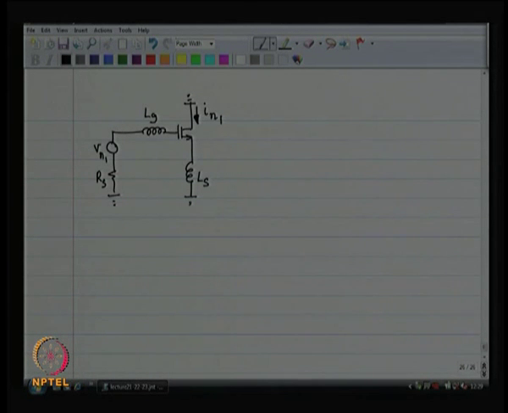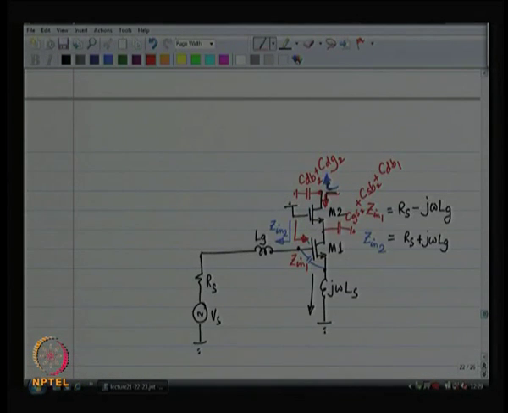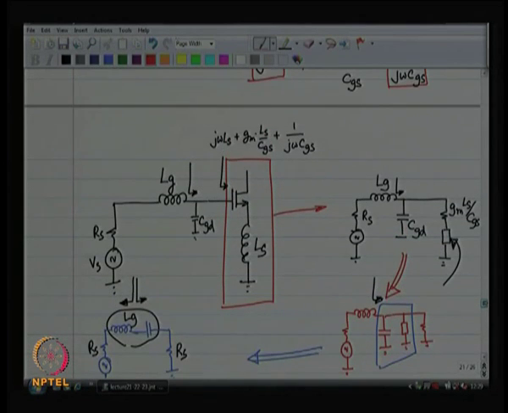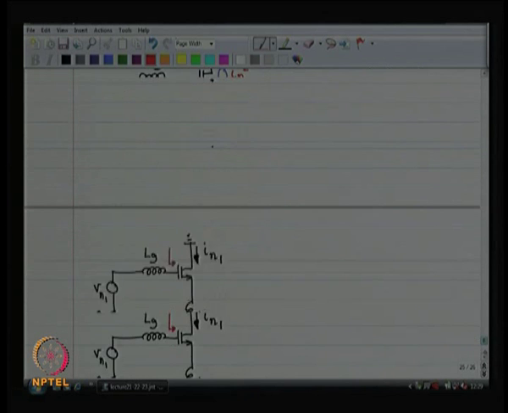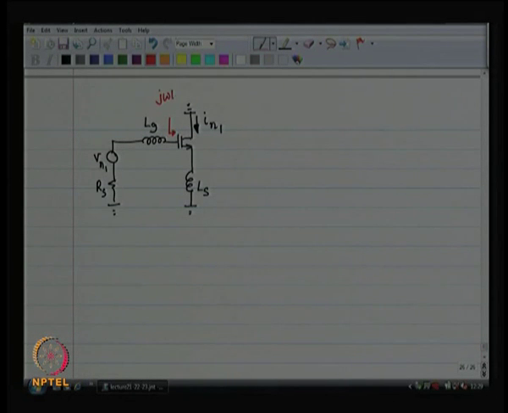And how are you going to do this? We need to know what is the input impedance looking here. We have already found out what is the input impedance looking there, right? We have already found that out. That particular input impedance is j omega Ls plus gm times something like this. All right. That is the input impedance looking in over there.